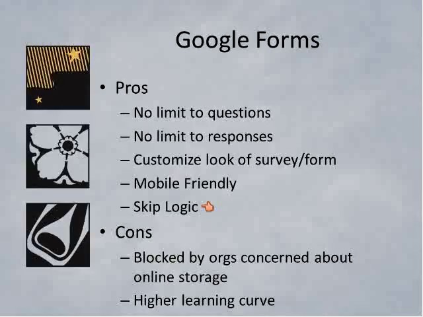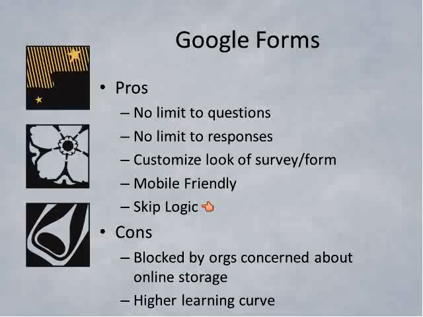This has skip logic, because we all know of surveys where not every question pertains to everyone. In SurveyMonkey, you have to ask everyone everything in the free version. But in Google Forms, you can use questions to direct people to different places, and I will show you an example of that.